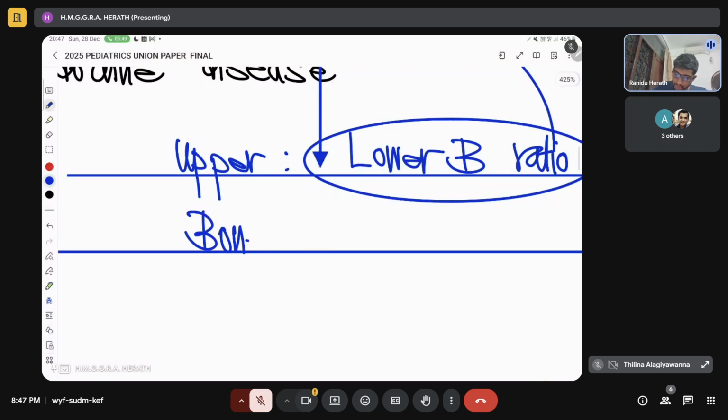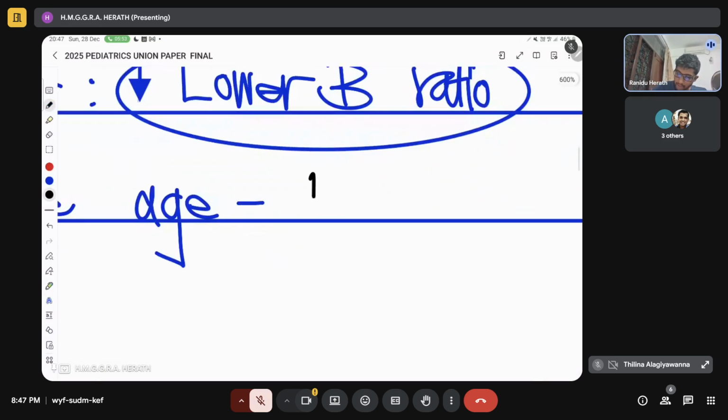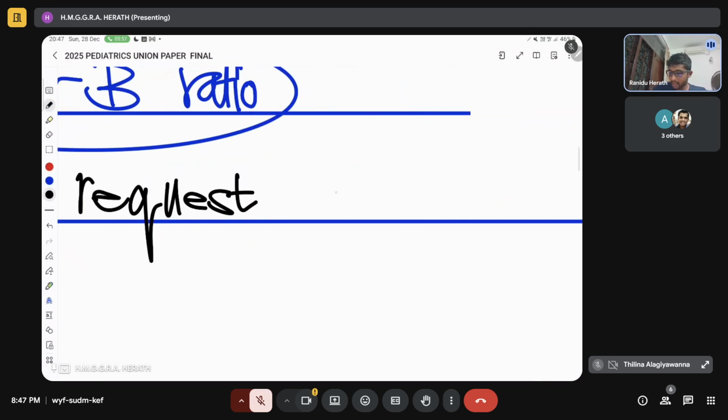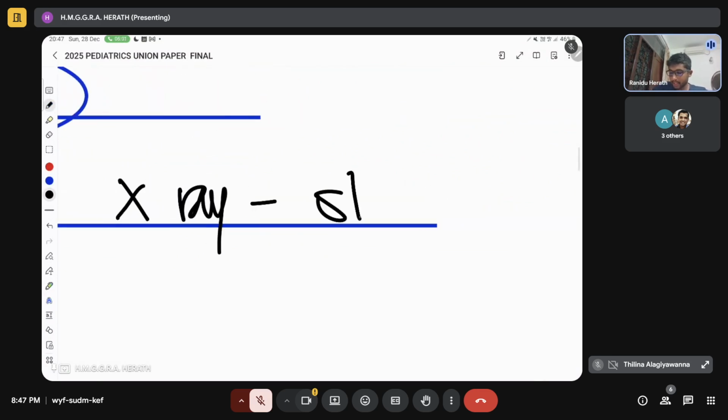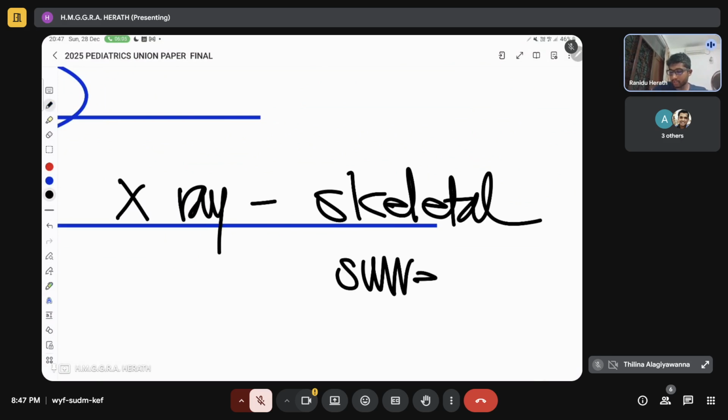Bone age of the child is done by requesting the X-ray department. You have to request the X-ray department or the radiology department to do a skeletal survey, right? So they take an X-ray, especially from different areas of the child's body.